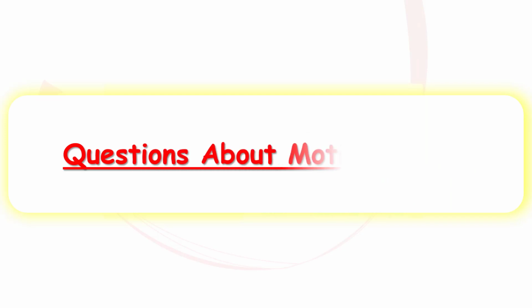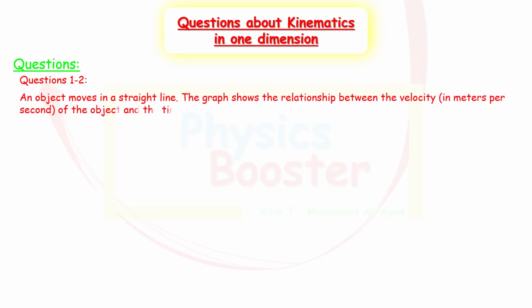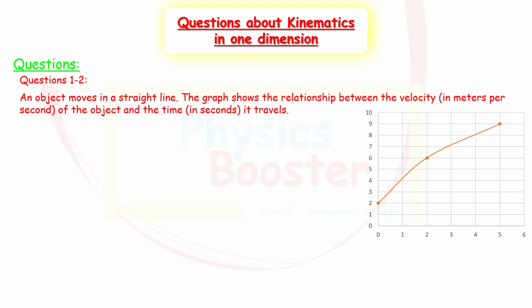Let's solve some questions about motion graphs. Question number 1. Questions 1 and 2 are related to the same graph. An object moves in a straight line. The graph shows the relationship between velocity and time. So it's a velocity versus time graph.